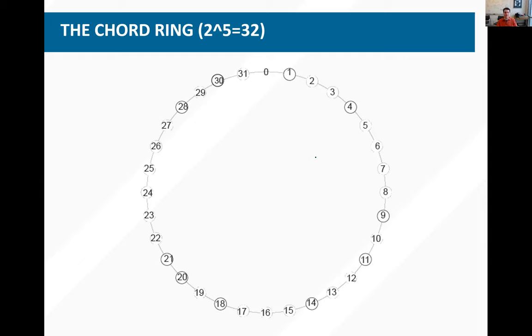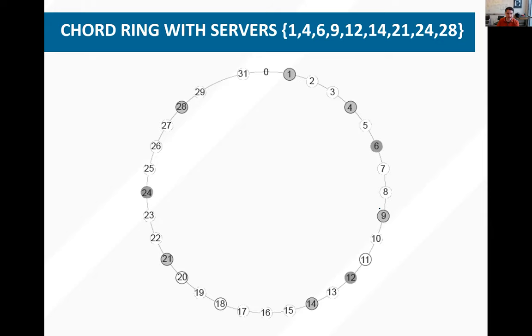Okay, let's look at that in practice, because this has been pretty abstract. Let's try to make this a little bit more concrete. So imagine that we have a Chord ring with a 5-bit identifier space. So that's 32 nodes around this ring. So we're going to picture it like this, 0 to 31. Now imagine that we've got, in this case, 9 servers that are going to make up our peer-to-peer network.